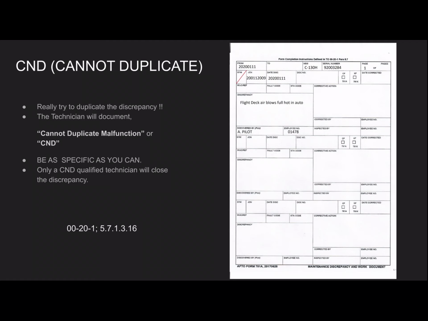Next, we have how to clear a red dash. So this is an inspection. What you're going to do is put that the ops check was complied with here, and then sign in the inspected by block, and then you're going to put your initial over the symbol.